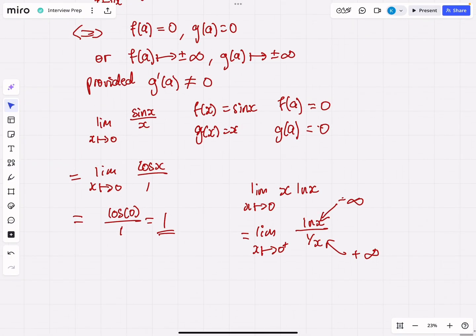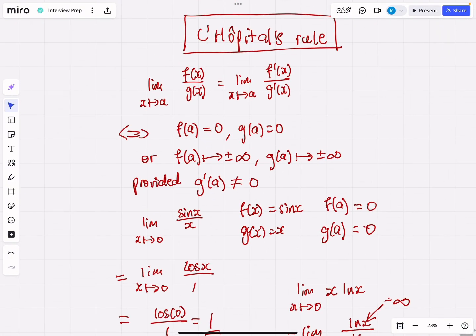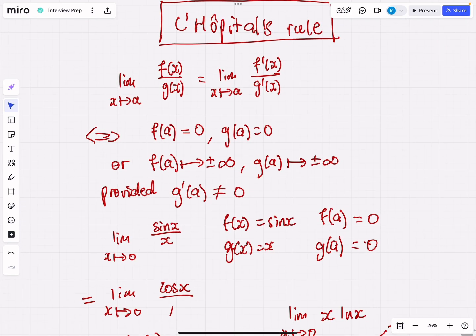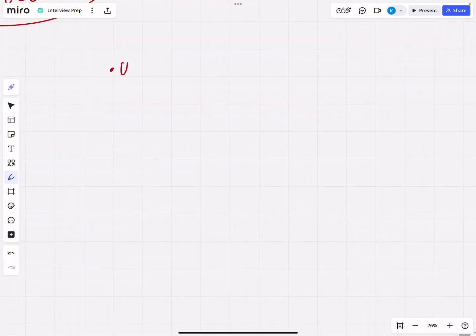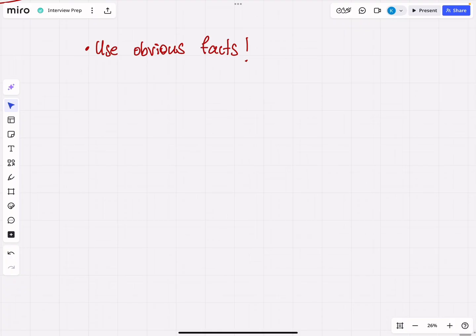So hopefully that makes sense, and that might be important when you're sketching different graphs and you're trying to consider some limits. The other thing is use obvious facts and state them in your interview. So for example, this is a really easy case, but say we had something like y equals the square root of x, right? We know that x cannot be less than 0 for all real values of x, right? X must be at least 0. Okay?